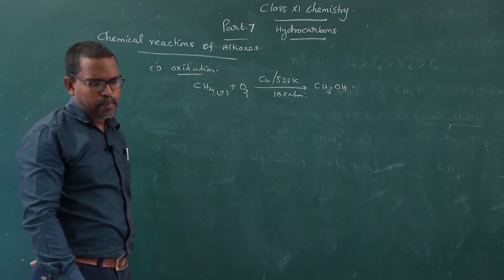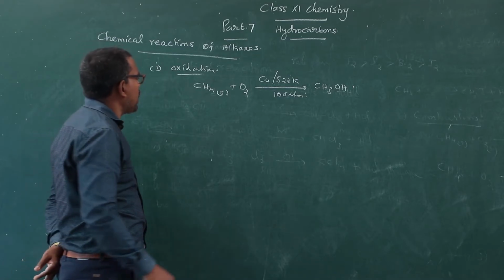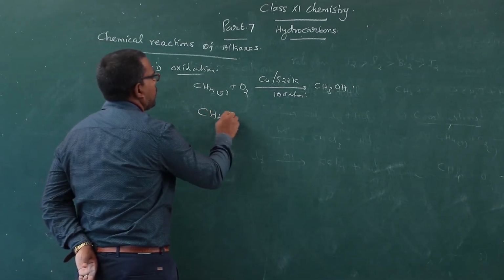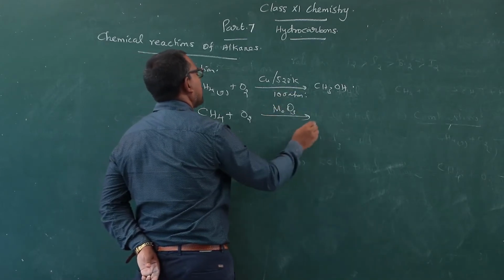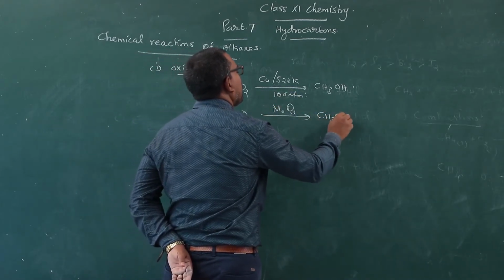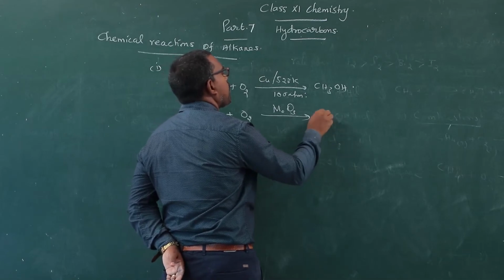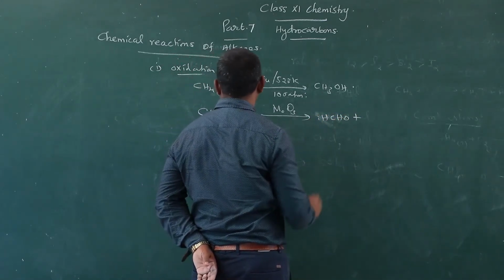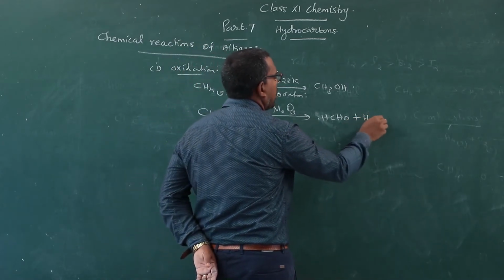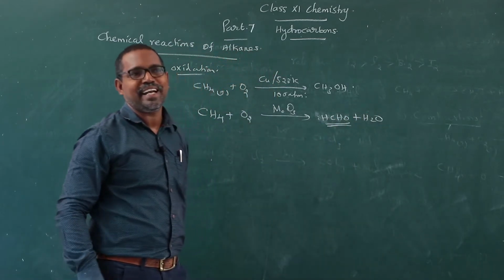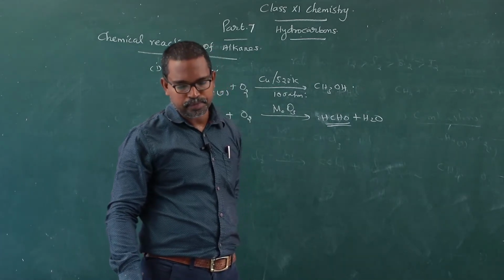In a similar way, methane on oxidation with molybdenum oxide gives methanal, that is formaldehyde, as the product.